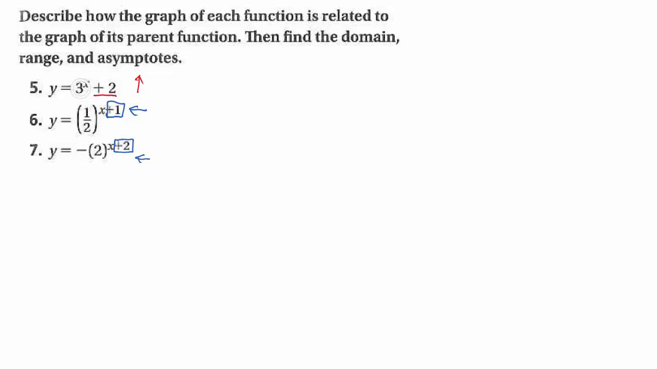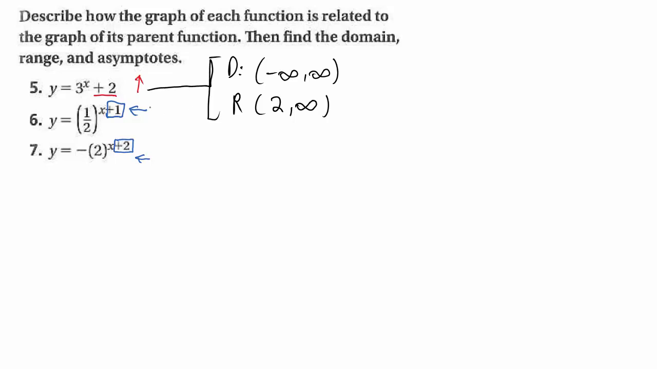And the other things of note: this is the parent function, number 5, it's only shifted up by 2, which does not affect its domain. But its range, instead of going from 0 to infinity, is going to be moved up by 2, so its range will now be 2 to infinity. And that's for number 5.